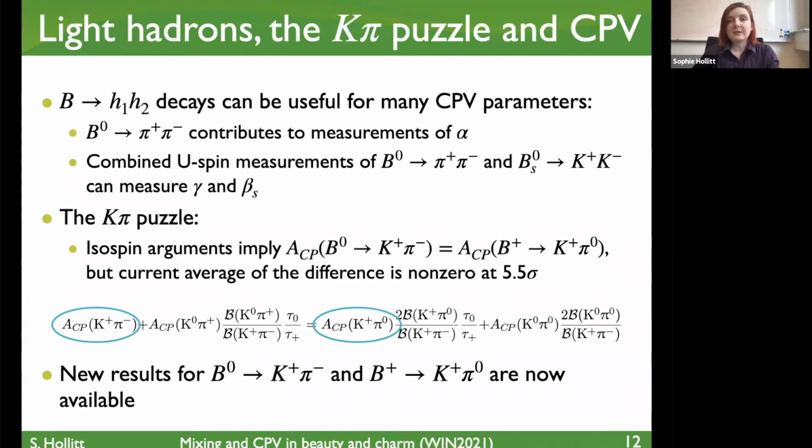So in terms of this isospin argument, we have the K pi puzzle. So isospin arguments imply that the difference between the CP asymmetry of B0 goes to K plus pi minus and the CP asymmetry of B plus goes to K plus pi 0 should be 0, but the current average of the difference is actually non-zero at about 5.5 sigma. And if we take a look at a more complicated version of the isospin rules, we can see that the branching ratios come into this too.